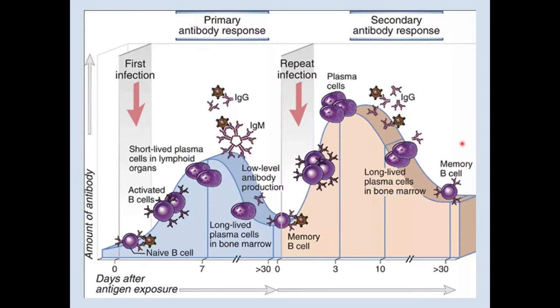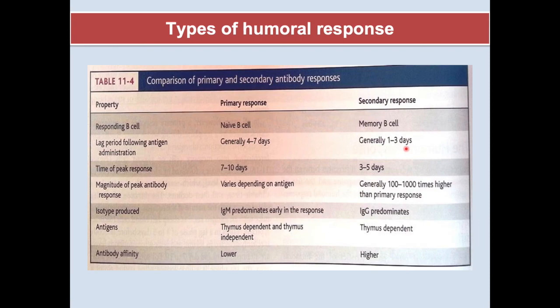Okay, so this is the summary. You can look at this later, the summary of the primary antibody response and secondary antibody response in infographics. So it's much easier to understand. Okay, the comparison. If you look at this comparison, the lag period following antigen administration. Primary response is generally 4 to 7 days, a longer time. But in secondary it is very fast, between 1 to 3 days. The antibody has already been produced. Okay, so very fast.